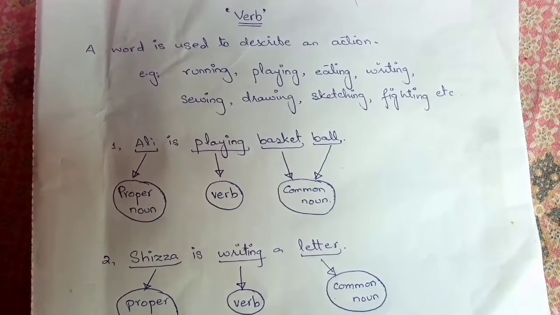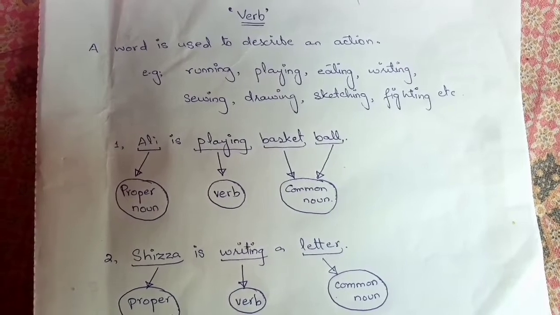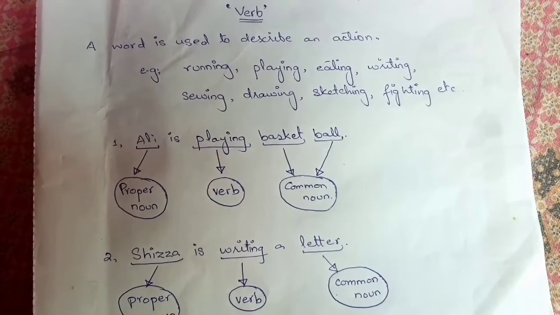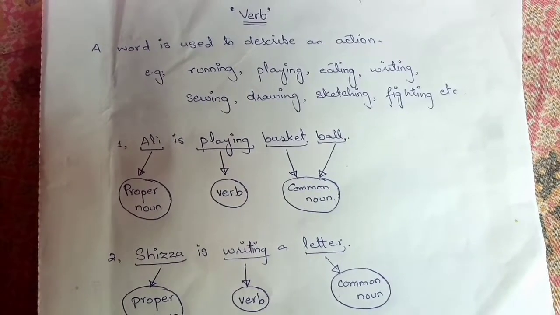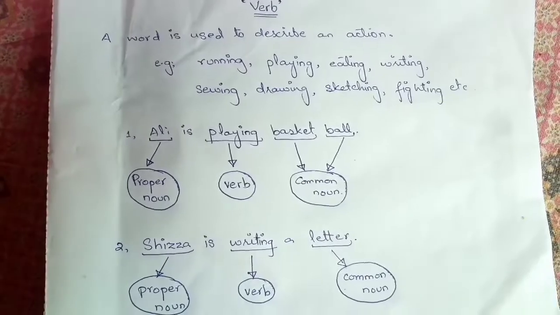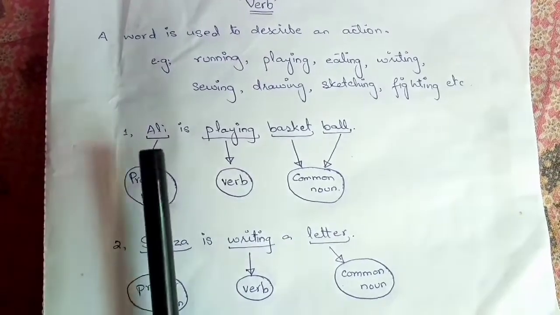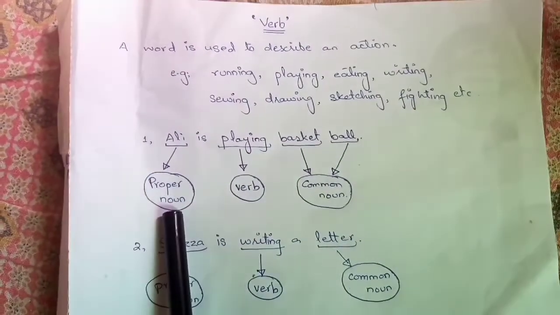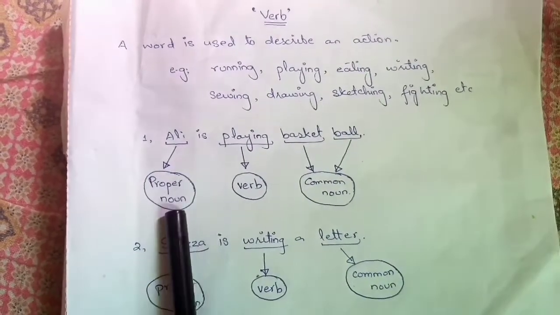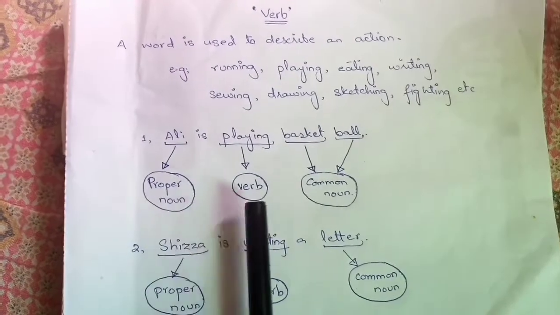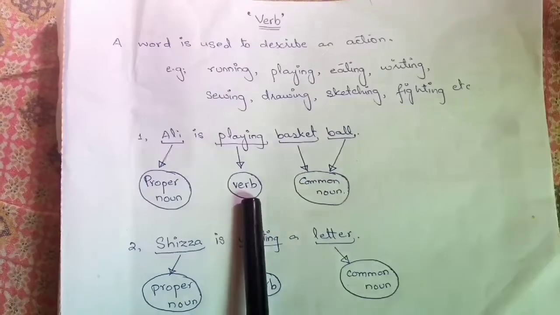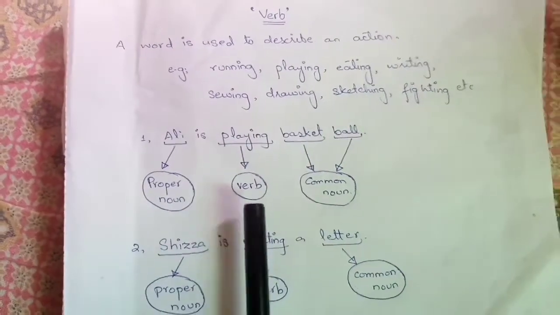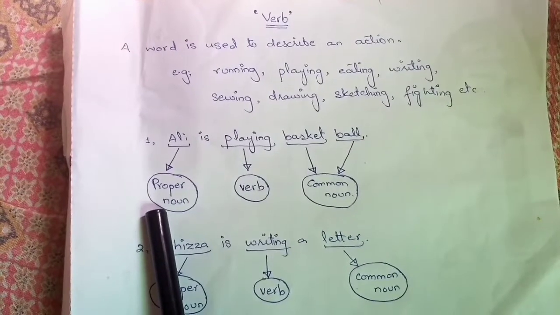For instance, if I say that I am writing a letter, over here writing is a verb because I'm doing an action. I'm doing a work. Ali is playing basketball. Over here, Ali is a proper noun because Ali is a special name. It's a name of a person, so that's why it is a proper noun. Coming to the word playing, playing is a verb. Why? Because it's an action. It's the work done by Ali.